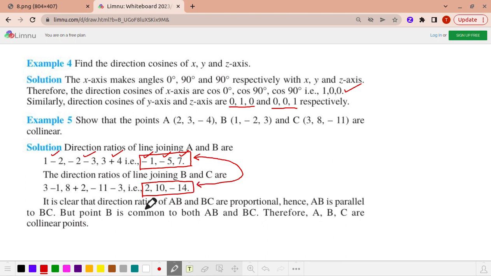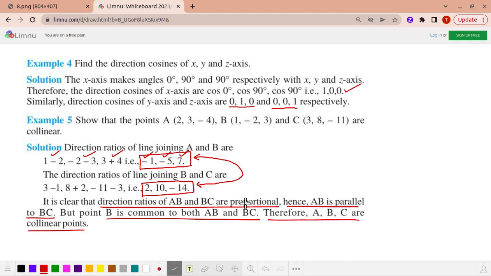So it is clear that the direction ratios of AB and BC are proportional. That means AB is parallel to BC. Now if AB is parallel to BC, for both the lines AB and BC, B is a common point, right? B is common to both AB and BC. So that means A, B, C are collinear points.